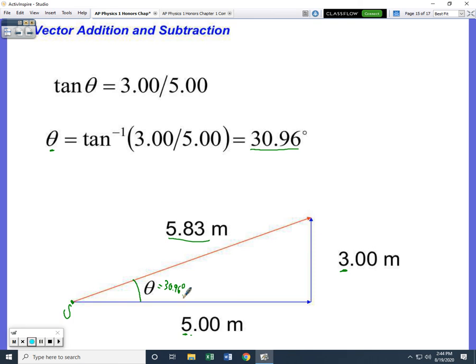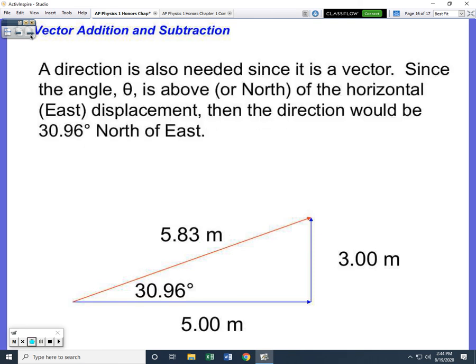But I'm not done. There's a little more I need to do when we talk about vectors here in physics class. I look at my picture. I'm starting here at my east line. So from my start, I went east first. So this is my east line, and I'm going to measure up from it, or north of it. So that's where I get my 30.96 north of east, just like I was describing earlier about this car that was traveling north of east.